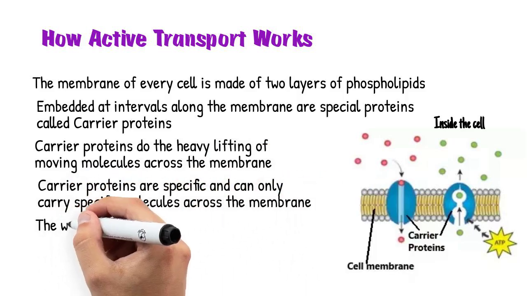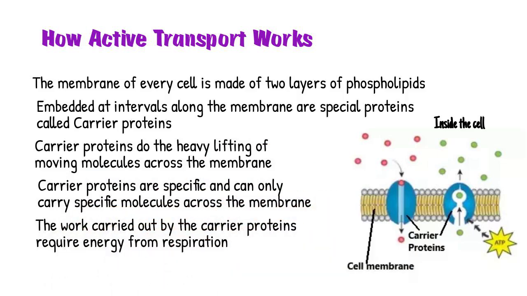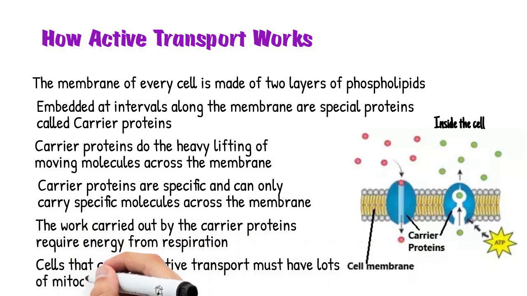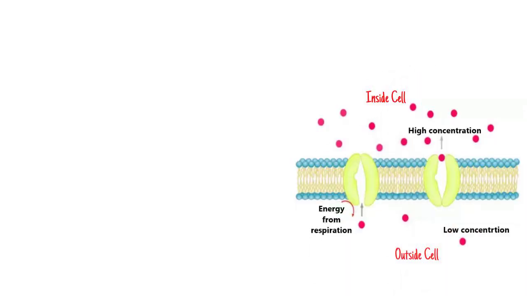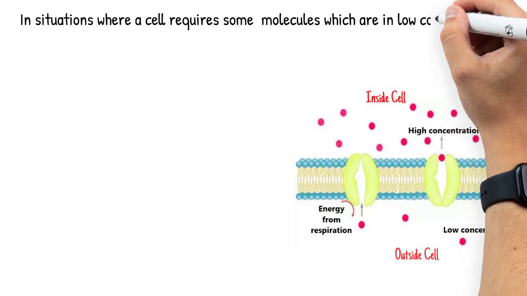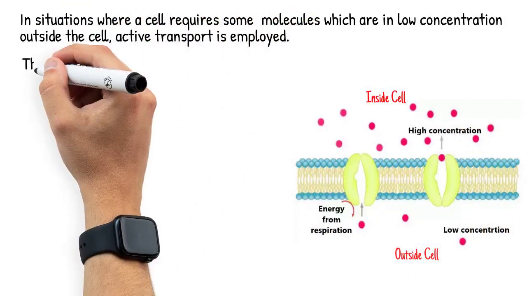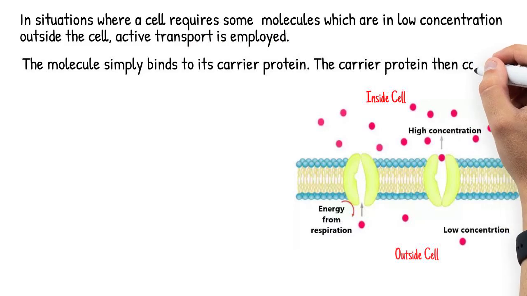The work carried out by the carrier proteins requires energy from respiration. Cells that carry out active transport must have lots of mitochondria. In situations where a cell requires some molecules which are in low concentration outside the cell, active transport is employed. The molecule simply binds to its carrier protein. The carrier protein then carries it into the cell.